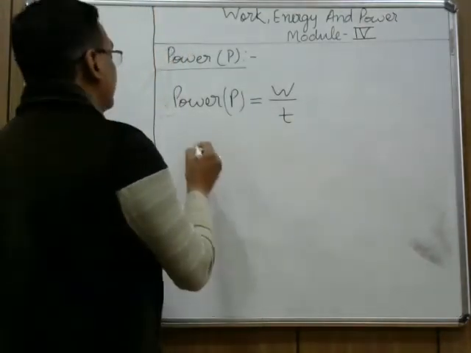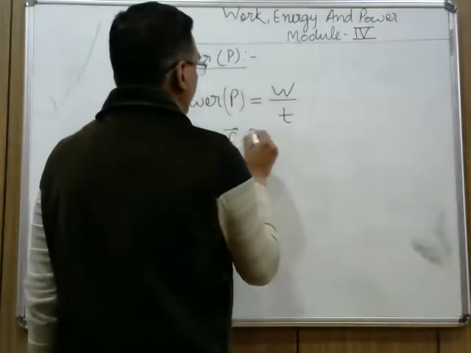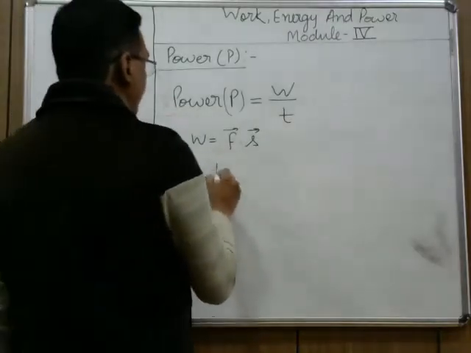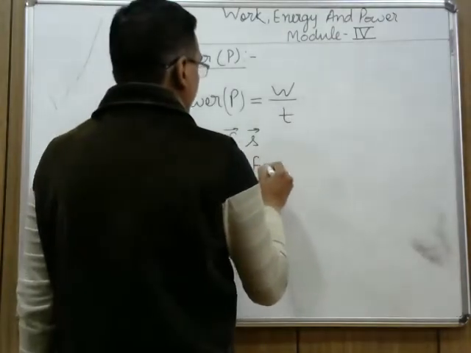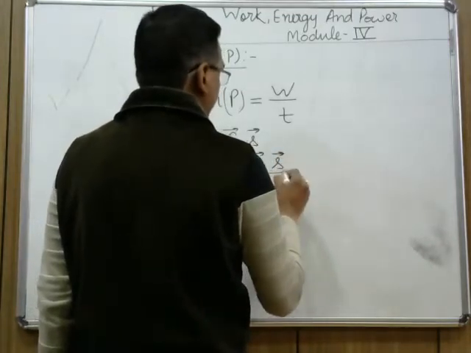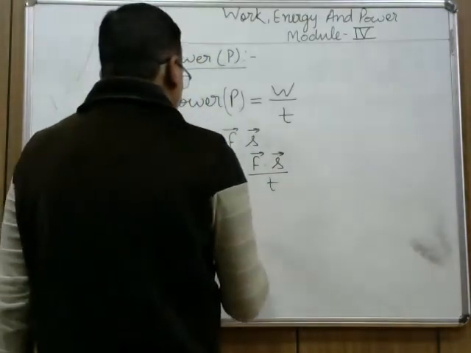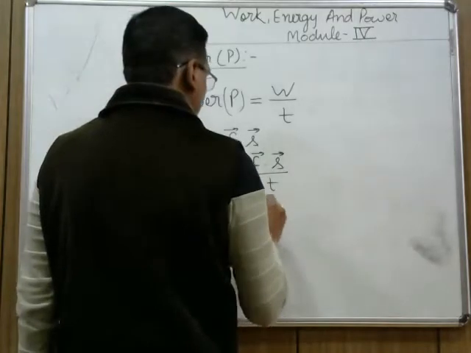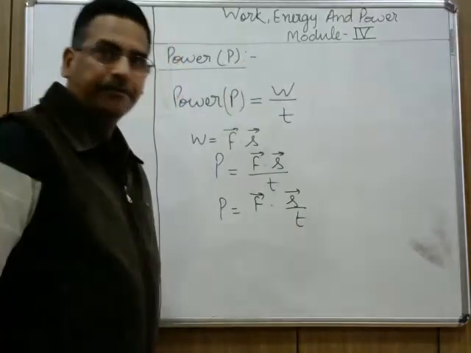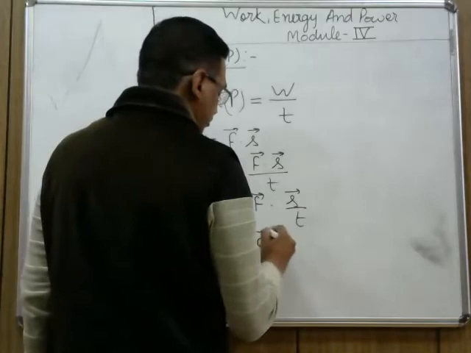Now, if you recall, work may be defined as a scalar product of force and displacement. Therefore, power can be expressed as the scalar product of force and displacement upon time. So this is power equals F dot S upon T. Displacement upon time is velocity. So P equals F dot V.